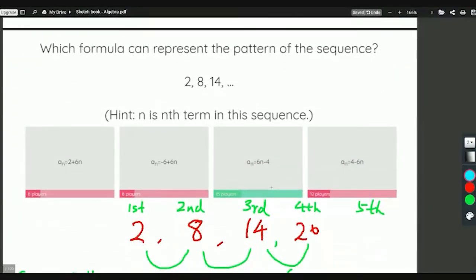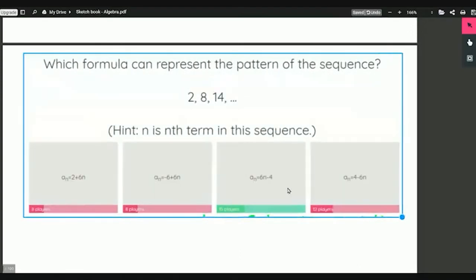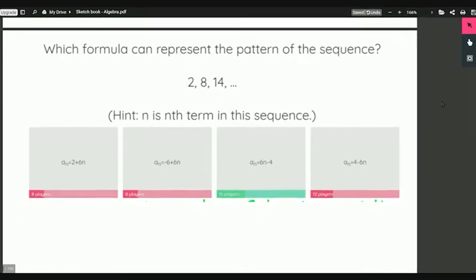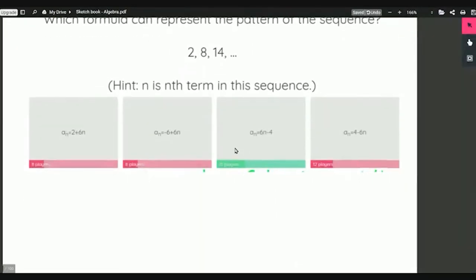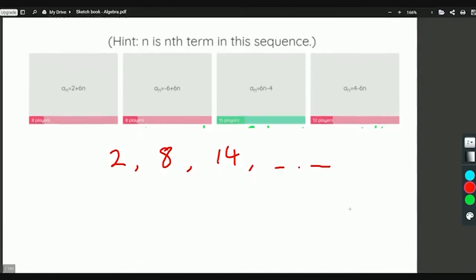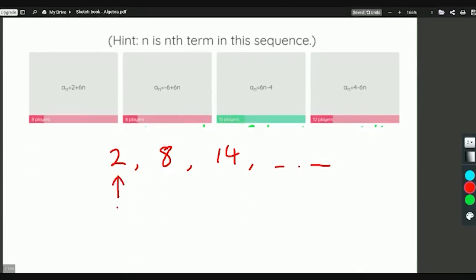This is number 8 question from yesterday. Let me copy it down there. So this is yesterday's last question. Which formula can represent the pattern of the sequence? So let's use the method we did today. We have 2, 8, 14, and so on. I'm going to say this is our A1, A2, A3.